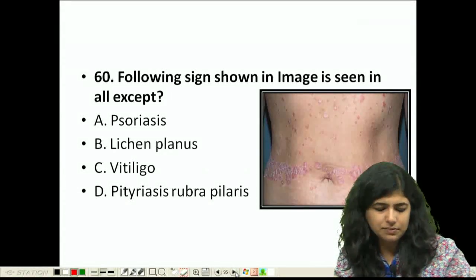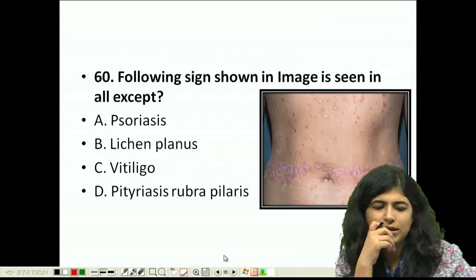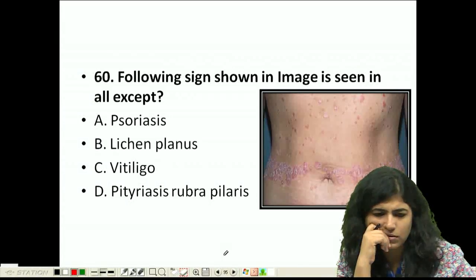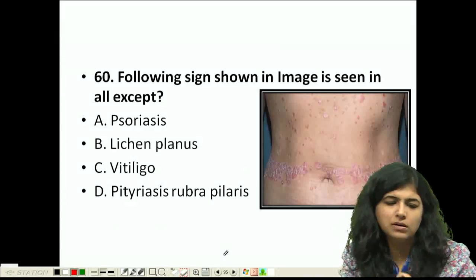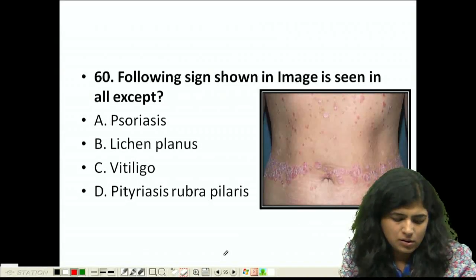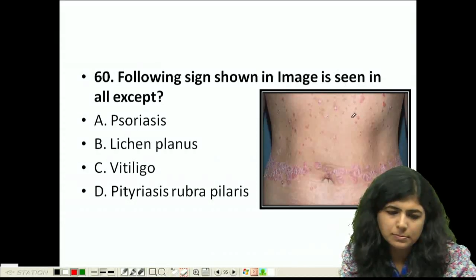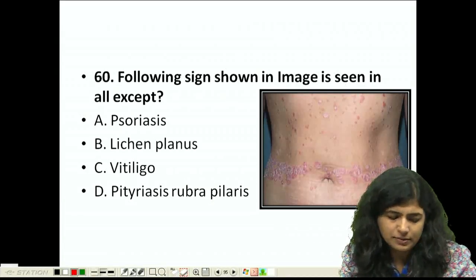Question number 60. What does question number 60 ask you? What is this sign showing? Look at the image and tell me what is this sign. What is this sign?